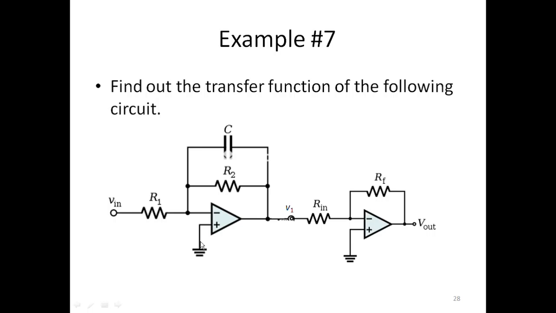Next is very simple. It is a cascading of two different circuits. So this is the standard circuit. We know the transfer function for this. Vout/V1 is nothing but -RF/Rin, and V1/Vin, the transfer function for this circuit, is nothing but -Z2/R1. So here Z2 is nothing but once again C and R2 in parallel. So by just finding Vout/V1 and V1/Vin, we can easily get Vout/Vin. Simple multiplication of this configuration is called cascading of two different circuits.